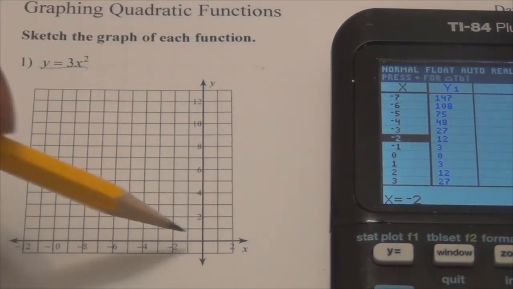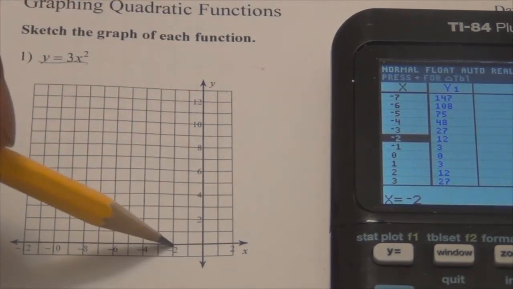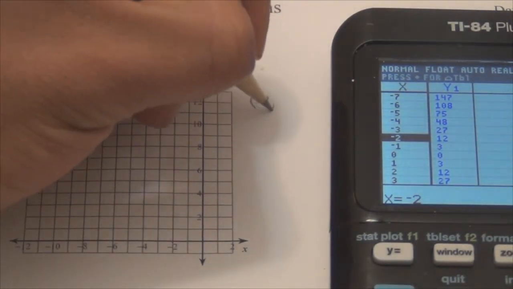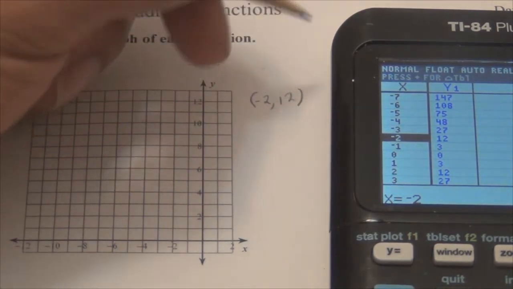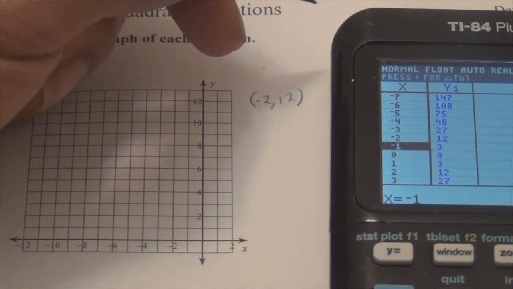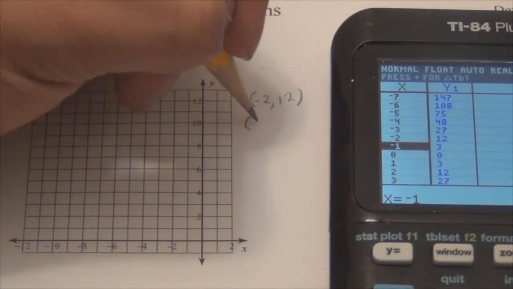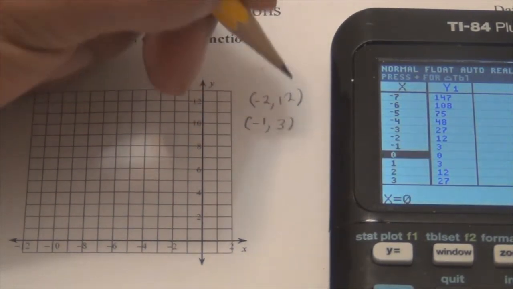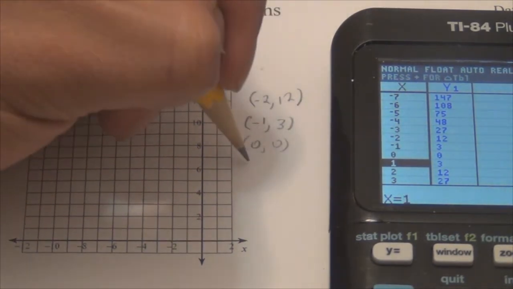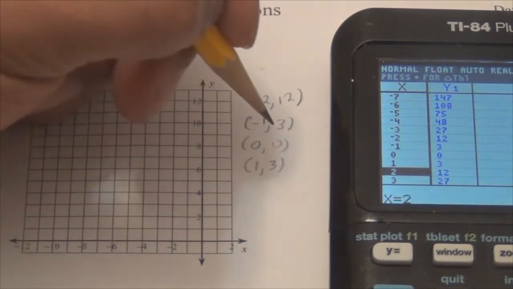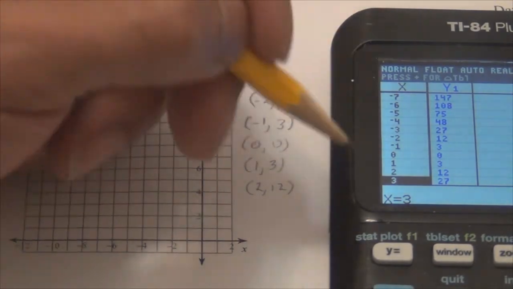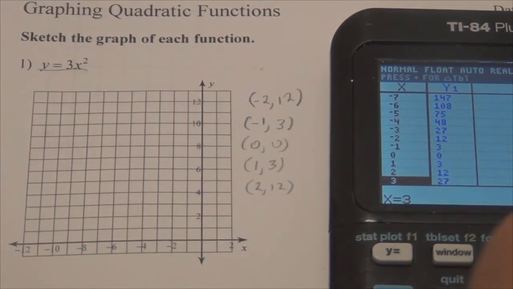We already went through how to graph. So -2, 12. Actually, let me put the other pairs here. -2, 12. -1, sorry, -1, 3. 0, 0. 1, 3. 2, 12. Cannot graph 3. So we're going to stop right there.